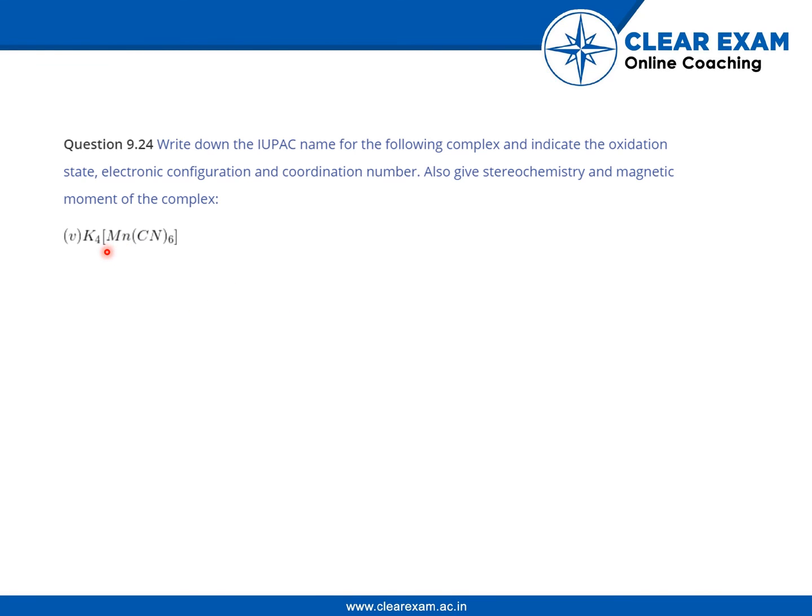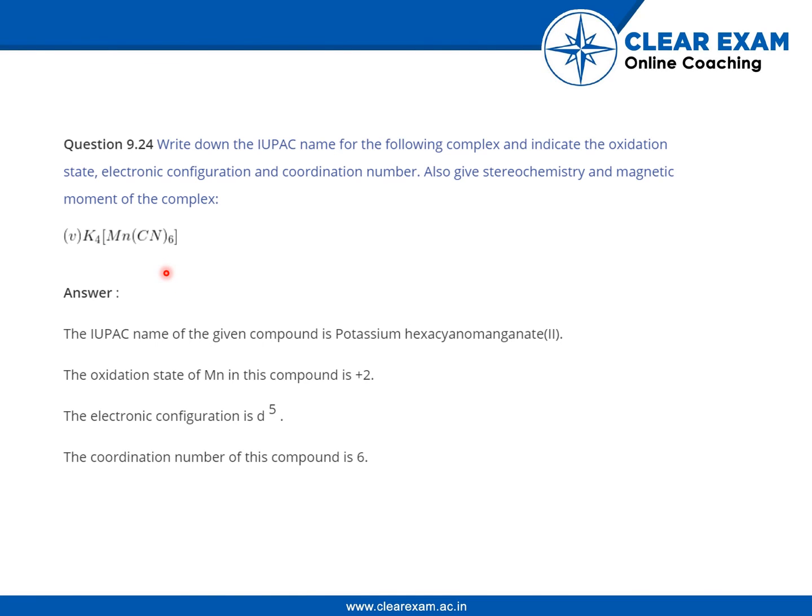The fifth part is K4[Mn(CN)6]. For the IUPAC name, we first name the positive entity, which is potassium, then hexacyanomanganate. As I said before, if the metal is in the negative entity, just add -ate at the end. The oxidation state of manganese is +2. As you can see, CN will contribute -6 charge and K will contribute +4 charge, as there are 4 K present, so the net oxidation state of Mn will be +2.